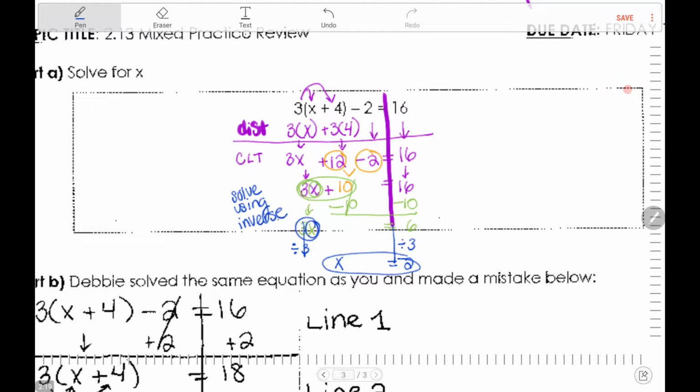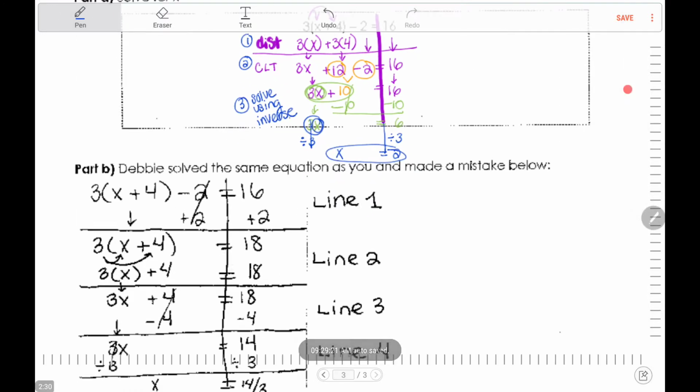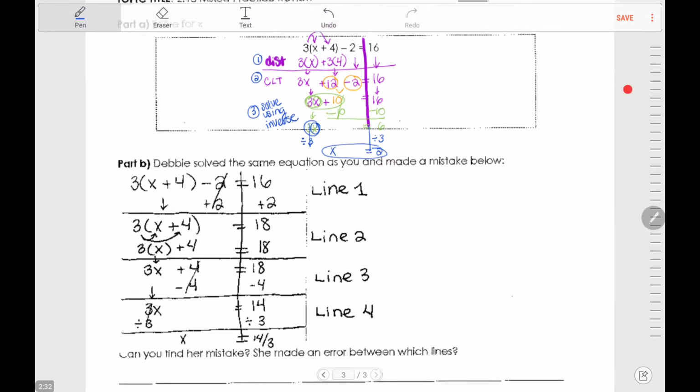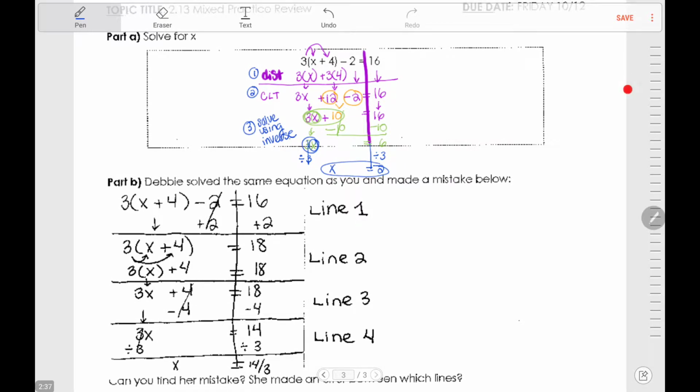Okay, so let's review our steps. So first we did distribution, then we combined like terms, and then we solved the rest using inverse operations. Okay, so Debbie solved the same equation as us and made a mistake. Okay, so we want to find her mistake. So let's take a look here.